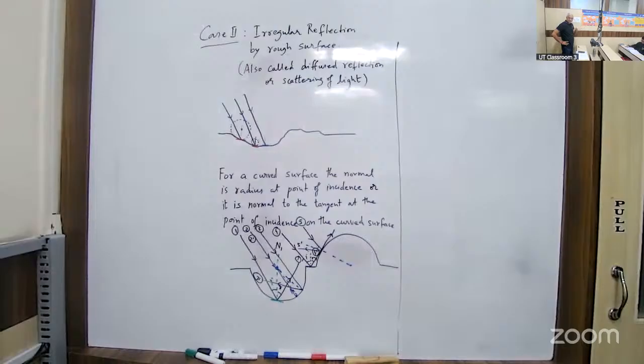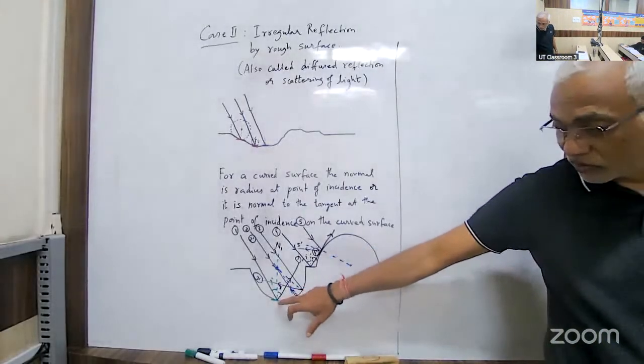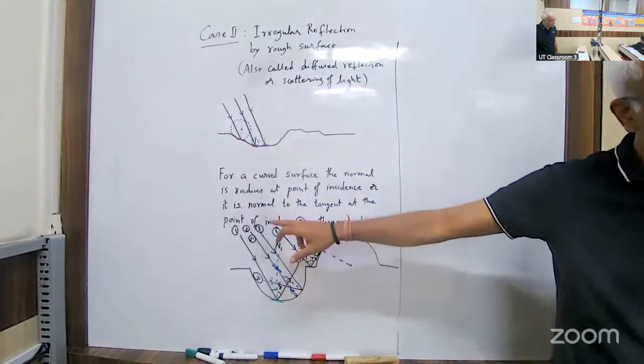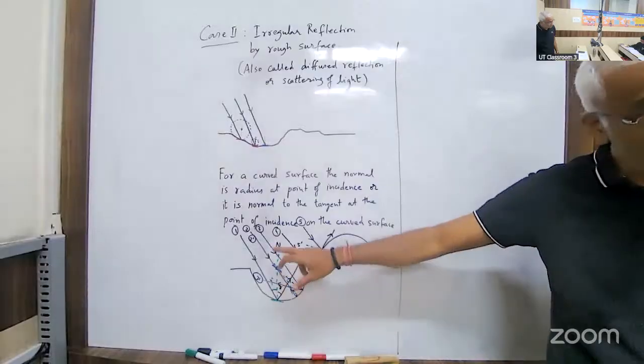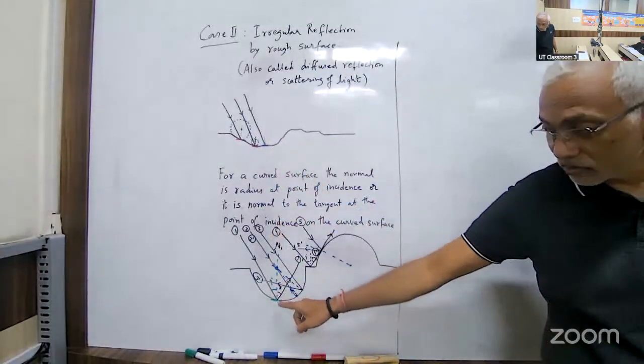Try to gather concept in irregular manner. Again, the diagram has become very easy, but have you got the concept? What is the concept here? So the center of the circle, which is the radius, acts as a normal for each. Okay, any point on a curved surface, from the point of incidence, join it to the center. Radius from the point of incidence is normal.